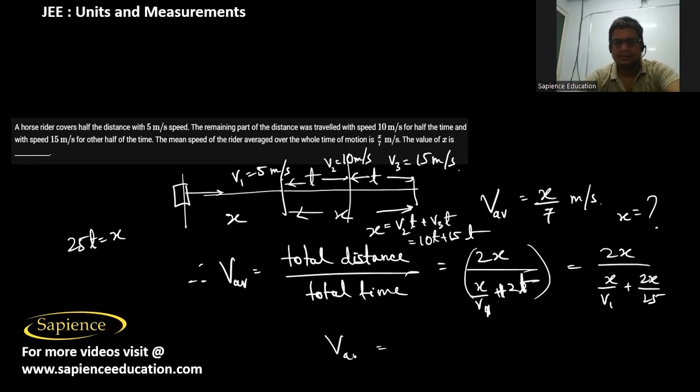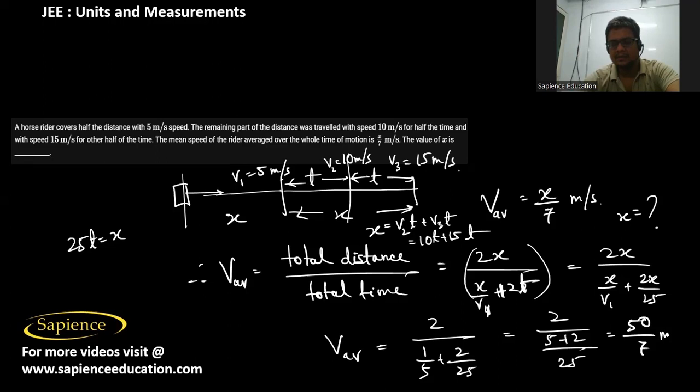So therefore the average speed will be equal to 2 by 1 by v1, so 1 by 5 plus 2 by 25. So this will be 2 by, the LCM is 25, 5 fives are 25, 5 plus 2, so that is equal to 50 by 7 meters per second. So therefore the value of x is equal to 50. 50 is the answer.